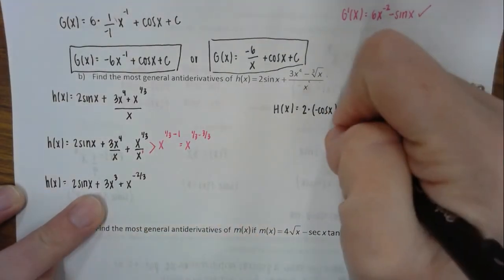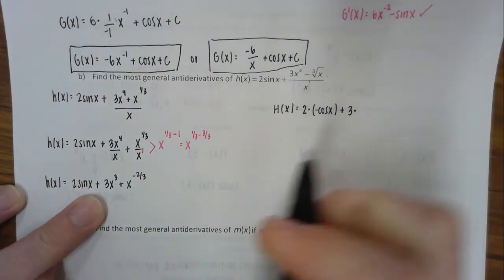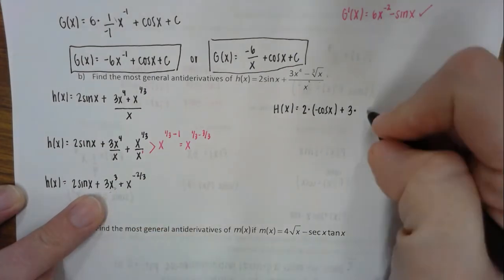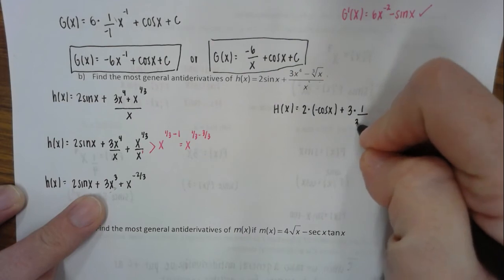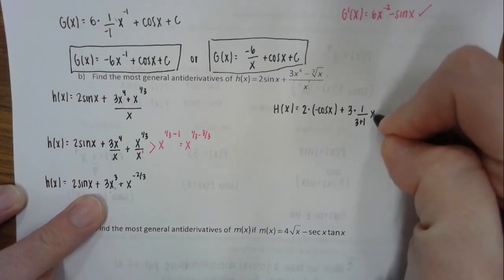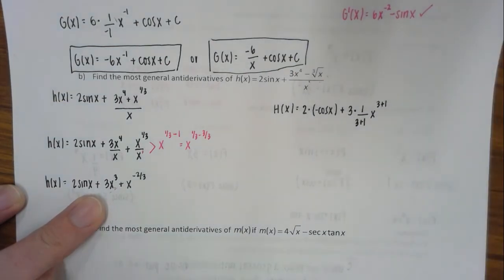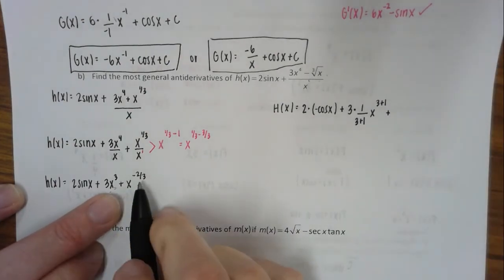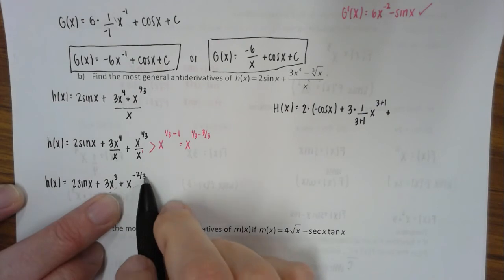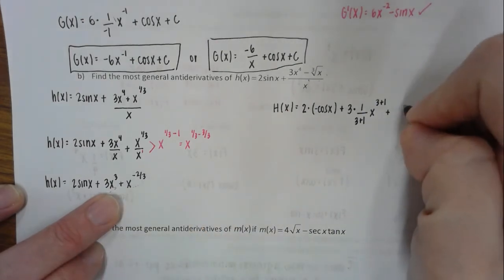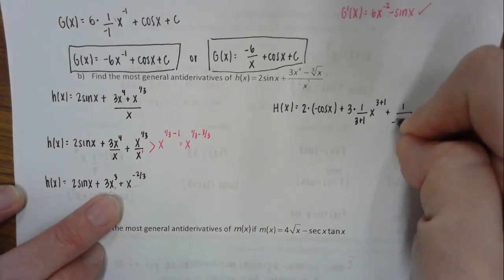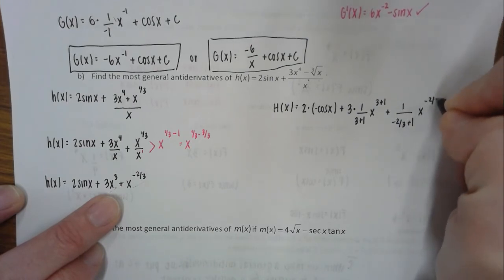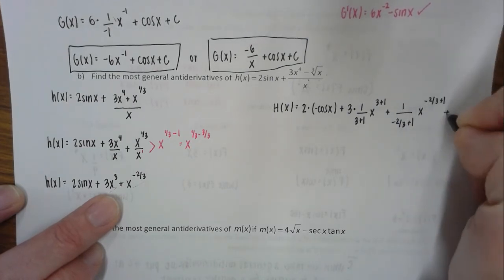And then I'm going to bring over my plus, bring over that 3, and I want to do my antiderivative power rule on the x to the 3rd. So this is going to be 1 over 3 plus 1 times x to the 3 plus 1. Bring over my plus, and then I want to apply my antiderivative power rule on this negative 2/3. So 1 over negative 2/3 plus 1, x to the negative 2/3 plus 1, and then plus c.